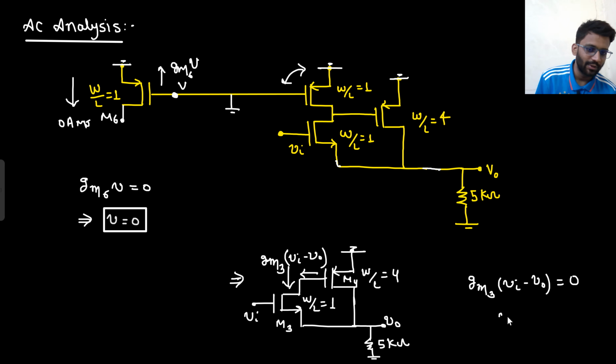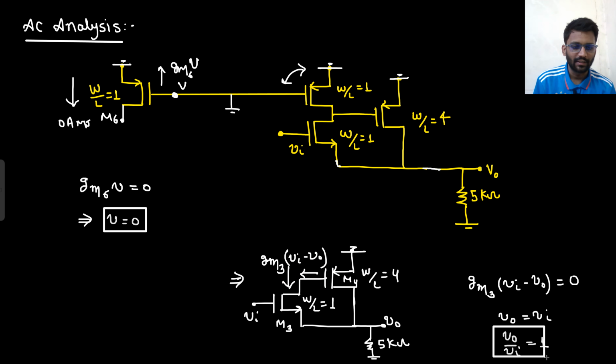So what will be your Vo by Vin? Vo would be equal to Vin. So Vo by Vin would be equal to 1. That is your answer. This is the final answer. Your small signal voltage gain is 1 here. Say yes or no.